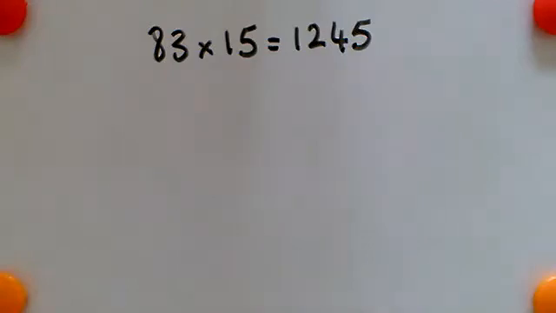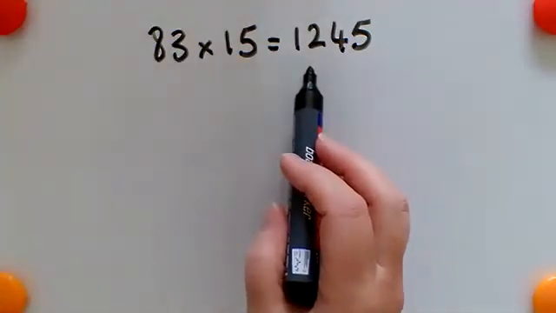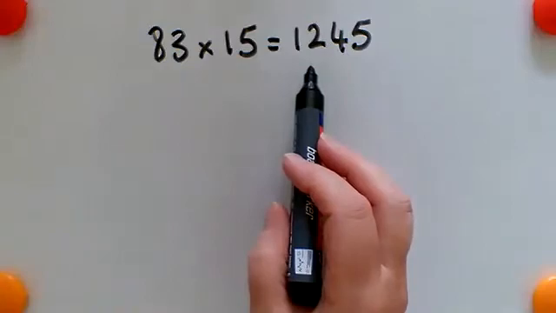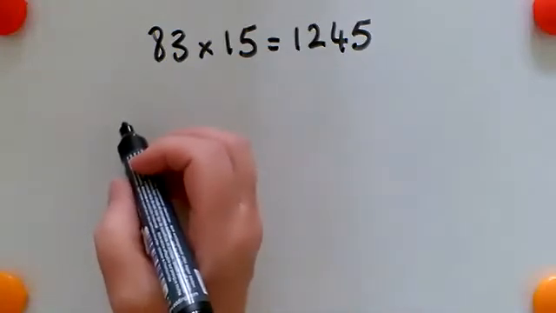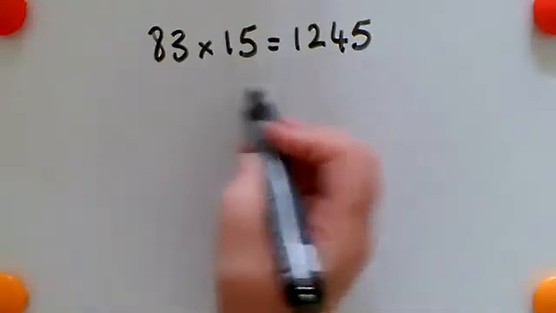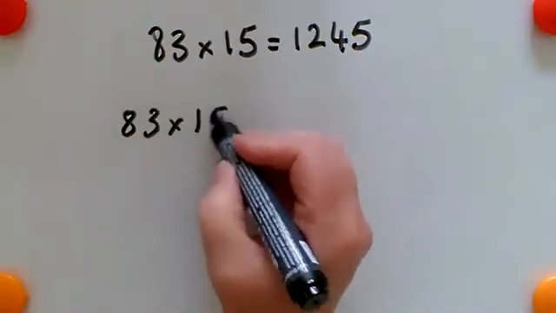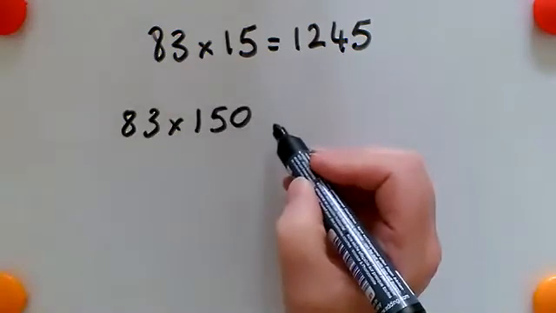In this question, we are given some information that 83 times 15 equals 1,245. We don't have to work that out. We're given that information. But then we're asked a series of questions about this calculation. The first one being, what would 83 times 150 be?